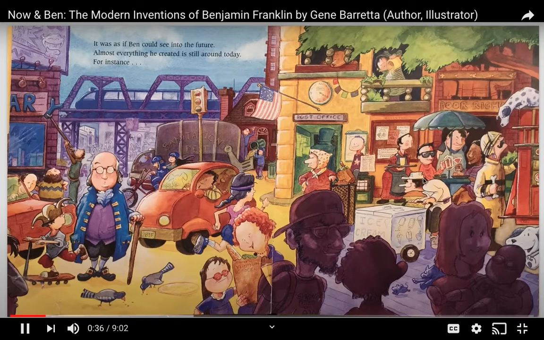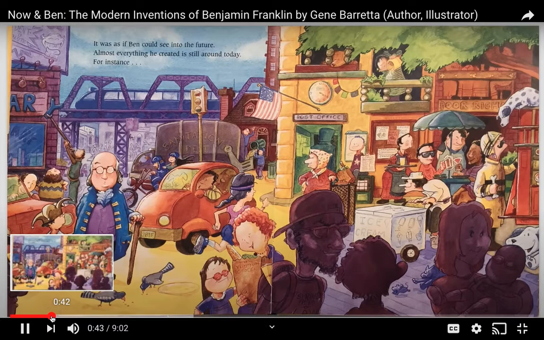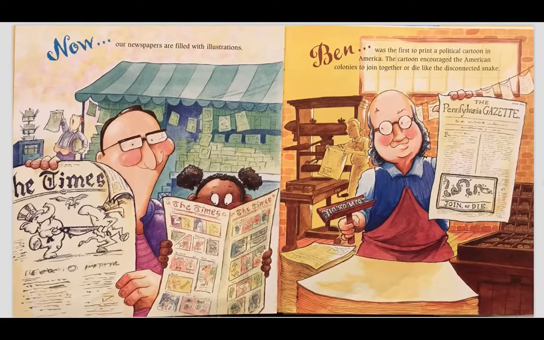All right. It was as if Ben could see into the future. Almost everything he created is still around today. For instance, now, our newspapers are filled with illustrations. Ben was the first to print a political cartoon in America. The cartoon encouraged the American colonies to join together or die like the disconnected snake.